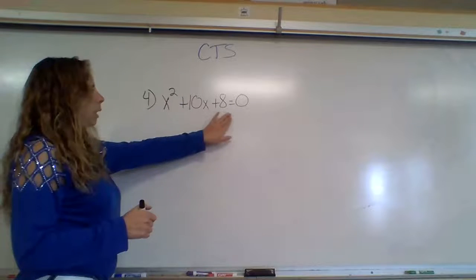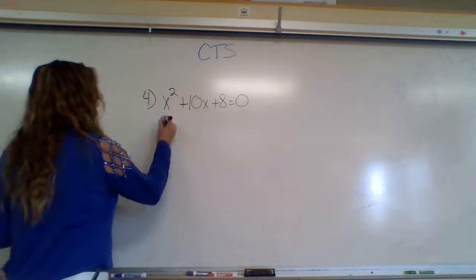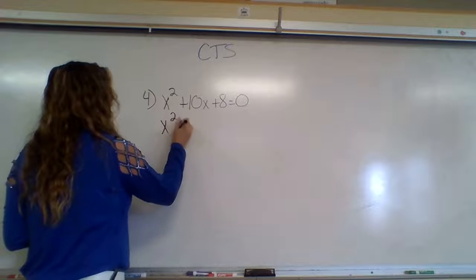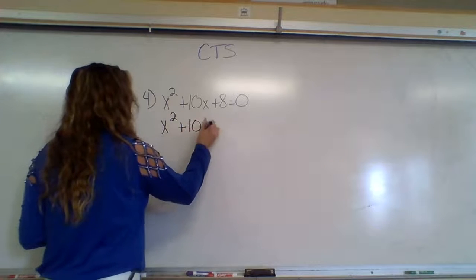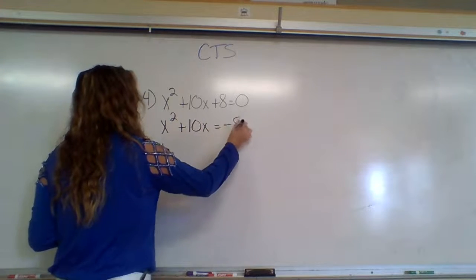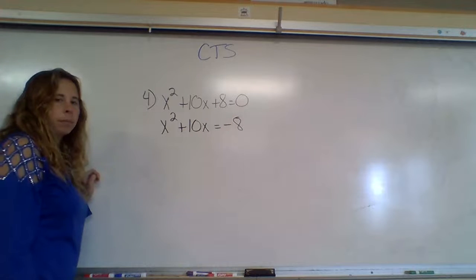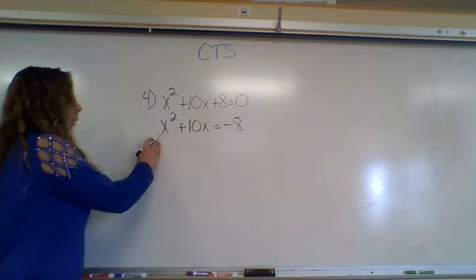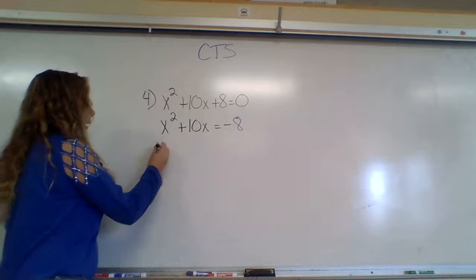So I'm going to move c over to the other side. X squared plus 10x equals negative 8. Then I'm going to complete the square on this side.